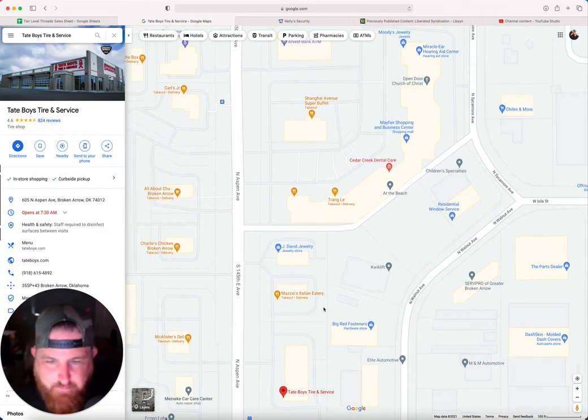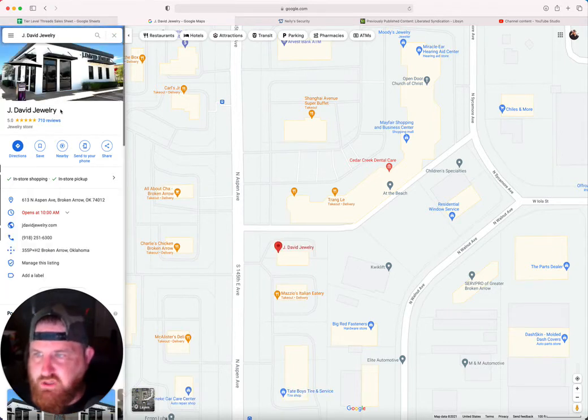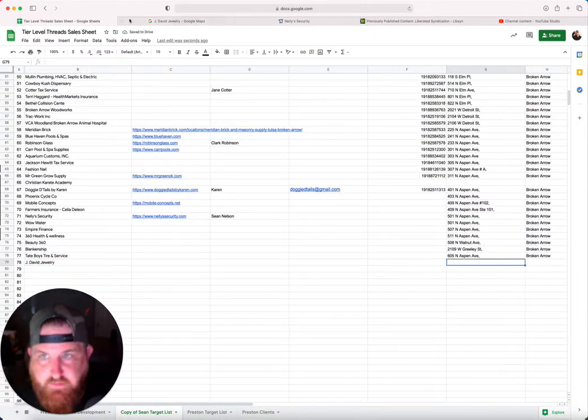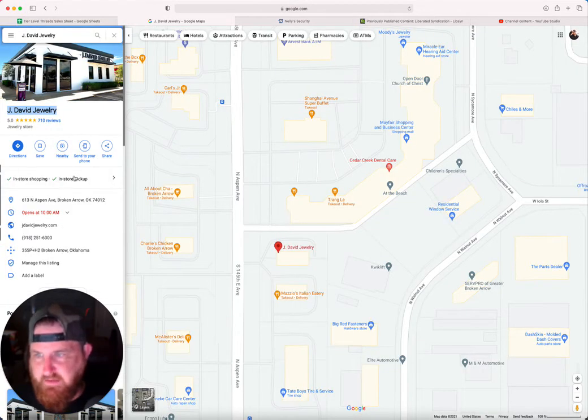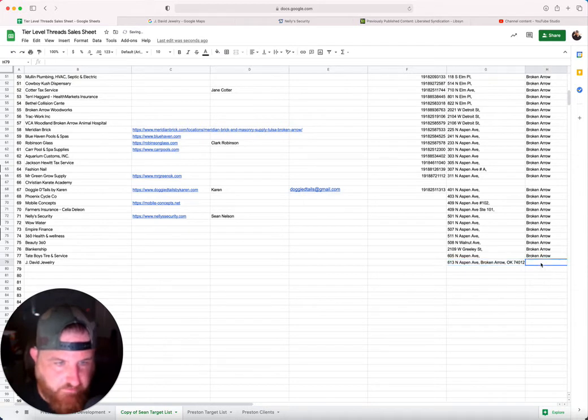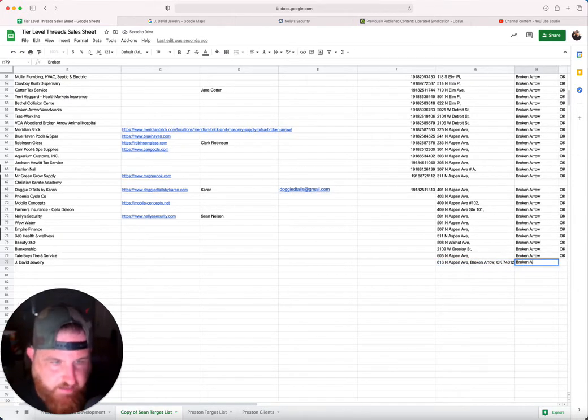So Mazio's is more corporate. I'm not really interested in working with them, but I'm going to keep going here. J. David Jewelry is a really nice upscale jewelry store. I think a lot of people in there wear suits, but there's a lot of promo items you can do for these types of businesses too, like pens and name tags and things like that. They might want to put like magnetic name tags on their jackets and things.